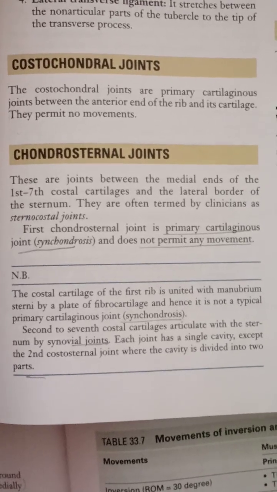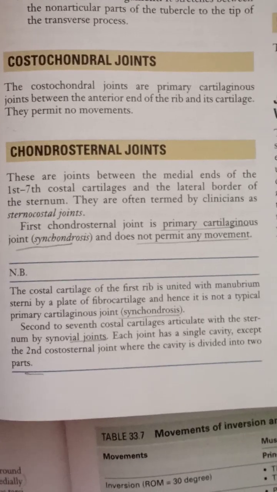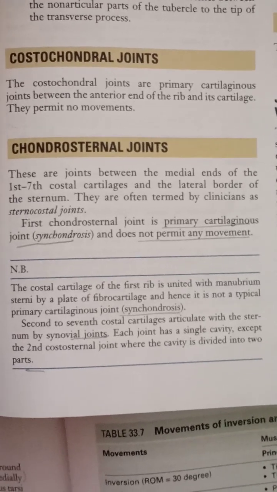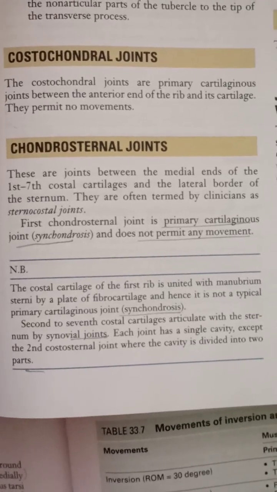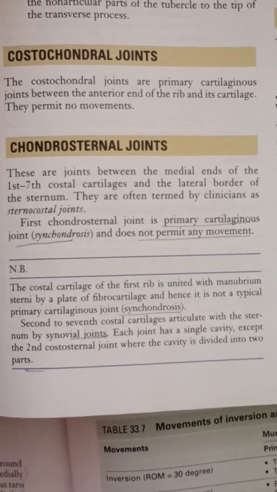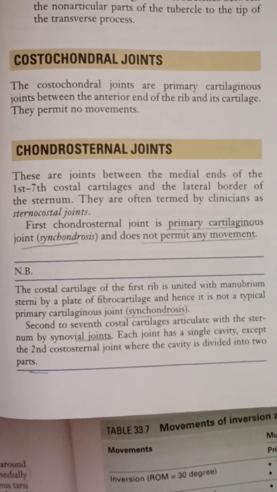So the first is a primary cartilaginous joint, but it is not a typical one. Next, from second to seventh, they will be articulating with the sternum with the help of synovial joints. The one exception is the second costosternal joint, which will be articulating with the sternum with the help of two cavities. All other joints except the second one have one cavity only.